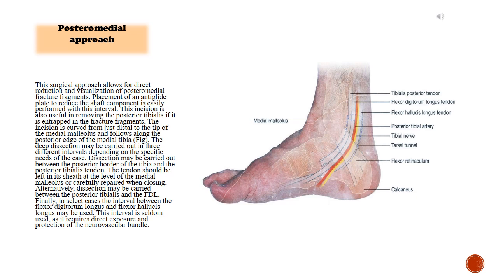The deep dissection may be carried out in 3 different intervals depending on the specific needs of the case. Dissection may be carried out between the posterior border of the tibia and the posterior tibialis tendon. The tendon should be left in its sheath at the level of the medial malleolus or carefully repaired when closing. Alternatively, dissection may be carried between the posterior tibialis and the FDL. Finally, in select cases the interval between the flexor digitorum longus and flexor hallucis longus may be used. This interval is seldom used, as it requires direct exposure and protection of the neurovascular bundle.